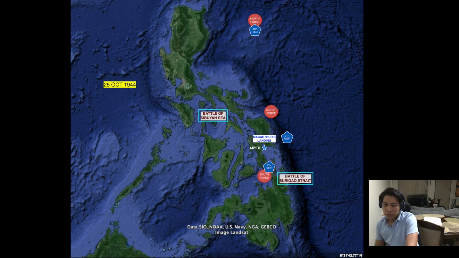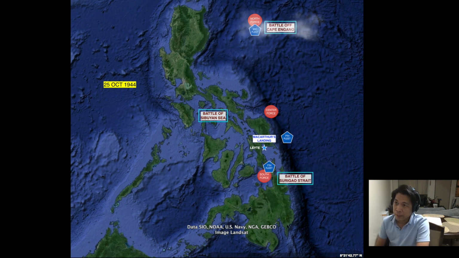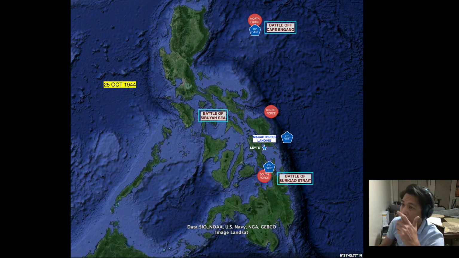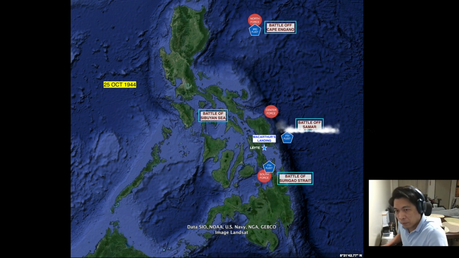The Battle of Surigao Strait was still raging at that time, and so was the Battle of Cape Engaño, which was between the same Third Fleet that fought in the Sibuyan Sea, going against the newly arrived North Force of the Japanese. The Center Force emerged out of San Bernardino Strait unhindered, and they met the Seventh Fleet Task Force in the Battle of Samar.